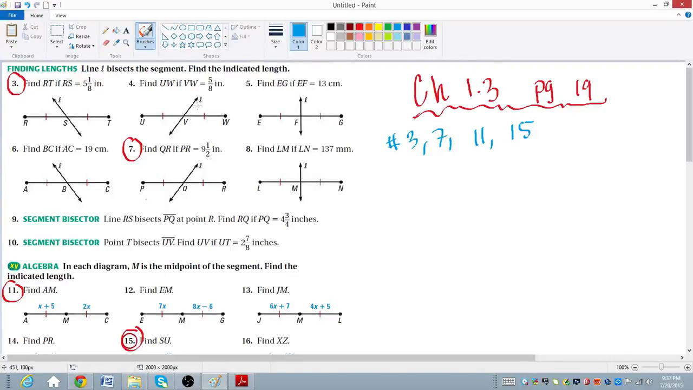All right, so this is chapter 1.3, page number 19. I'm doing number 3, 7, 11, and number 15. So let's start with number 3.